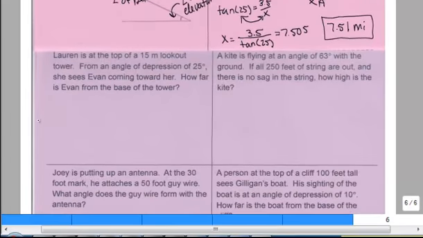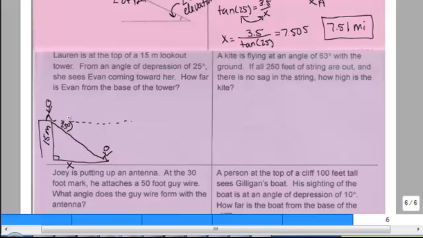Okay, Lauren is at the top of a 15-meter lookout tower. So here's my tower. Here's Lauren. From an angle of depression, so she's looking out this way. And an angle of depression means this angle here of 25 degrees. She sees Evan coming towards her, so this is Evan. How far is Evan from the base of the tower? So how far is this? So if this is 25 degrees, that also means that this is also 25 degrees.